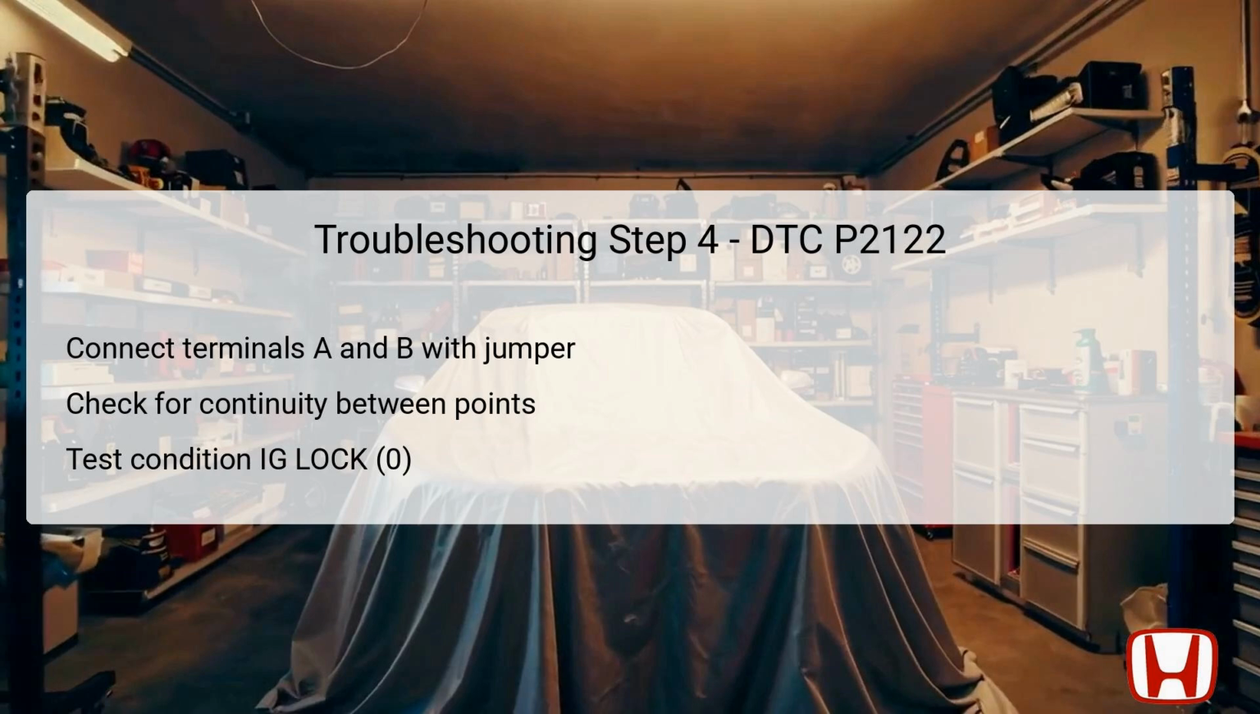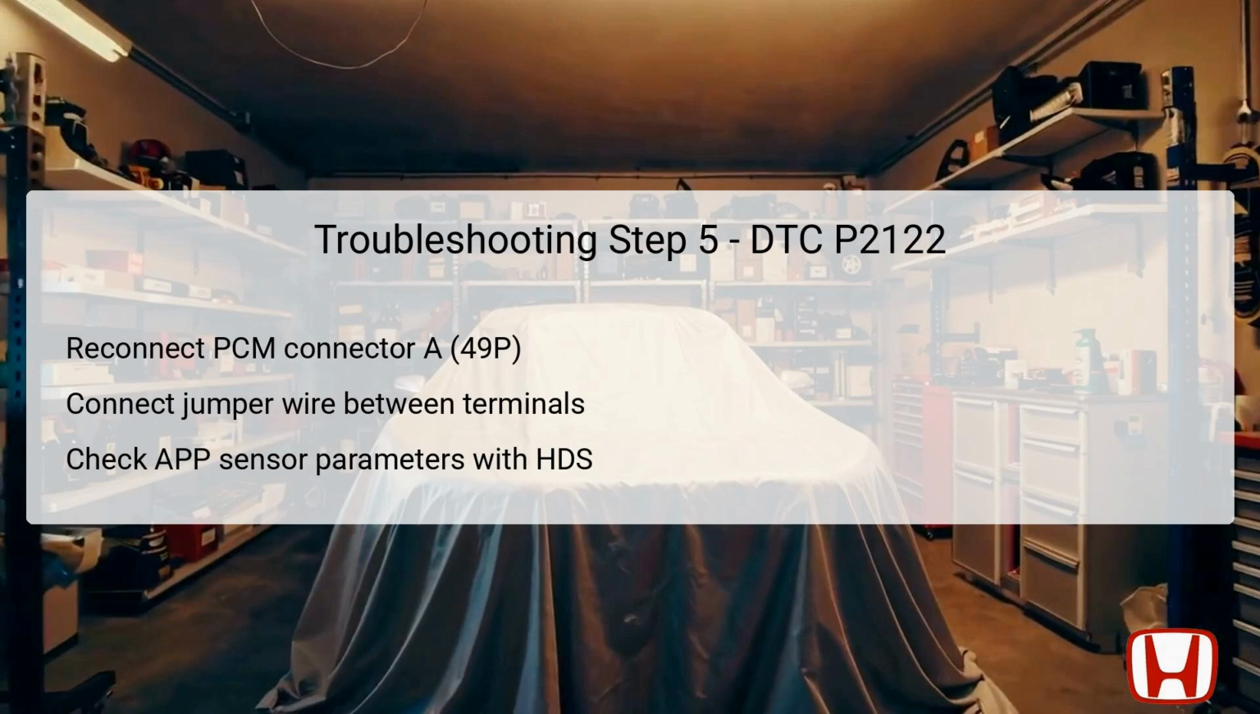However, if there is no continuity, this indicates an open wire in the circuit, which needs repairing before re-evaluating the entire system. Following the resolution of any wiring issues, reconnect the PCM connector A, 49P, securely. Then connect terminals A and B with a jumper wire. Terminal A correlates to APP sensor 6P connector number 4, brown, and terminal B correlates to APP sensor number 6, orange. This jumper is critical for checking conditions when the ignition is turned on.